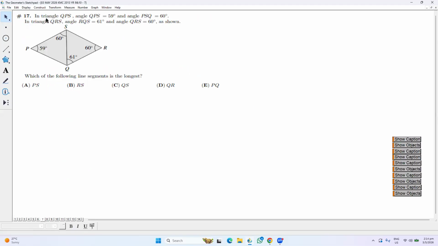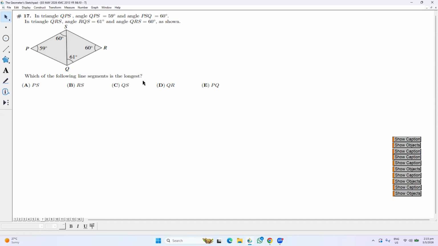In triangle QPS, angle QPS is 59, PSQ is 60. In triangle QRS, we have RQS 61 and QRS 60 as shown. So the angles are all almost equal. 59, 60, so here the balance is 61. 61, 60, so the balance is 59. Which of the following line segments is the longest?